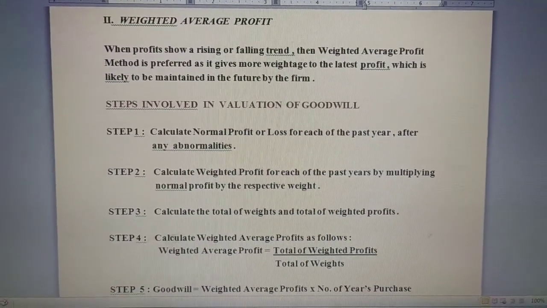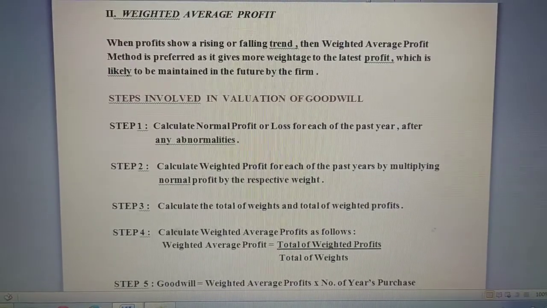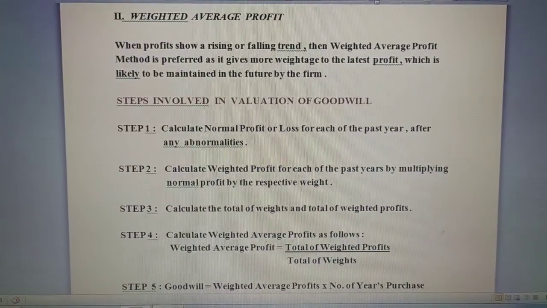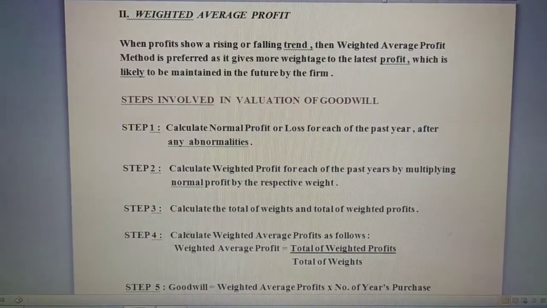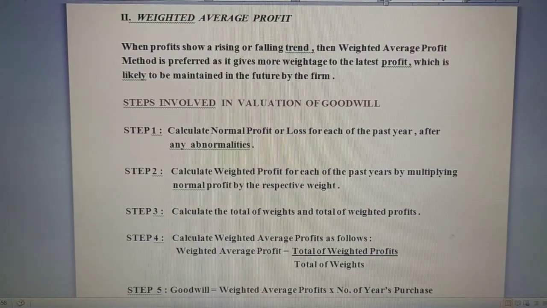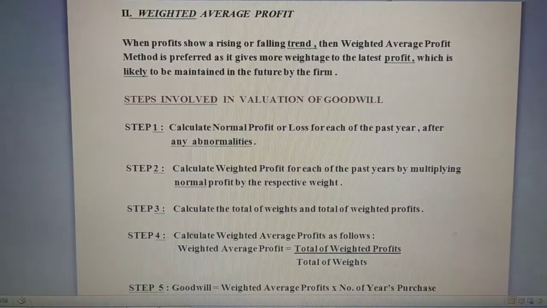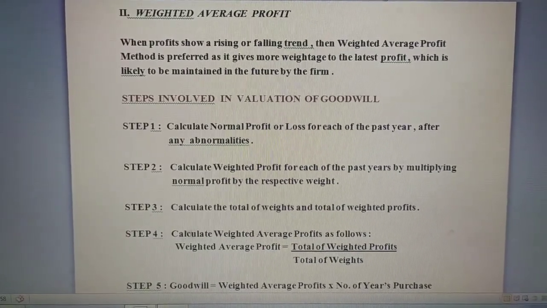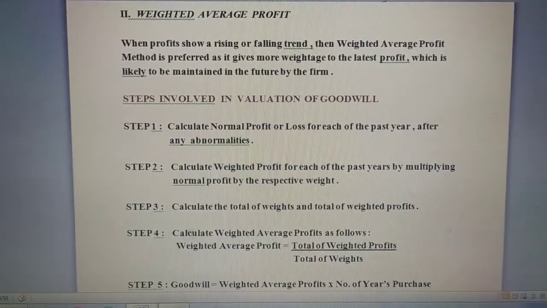In this video, we are going to discuss the second type of average profit method, that is the weighted average profit method. So here is the meaning. When profits show a rising or falling trend, then the weighted average profit method is preferred as it gives more weightage to the latest profit, which is likely to be maintained in the future by the firm.